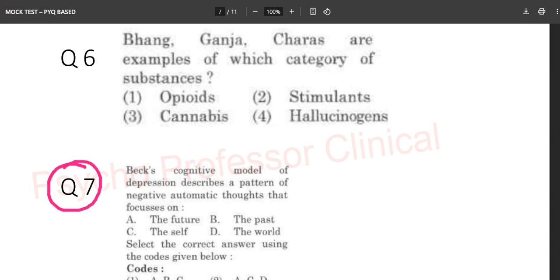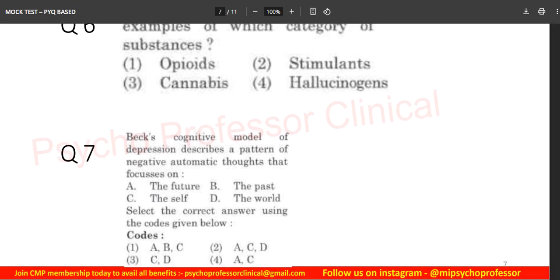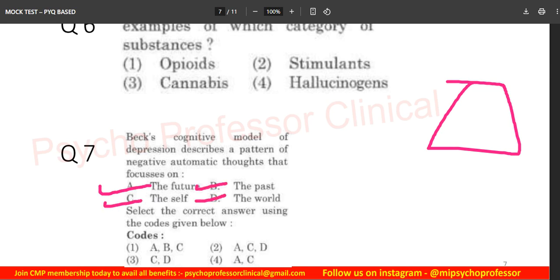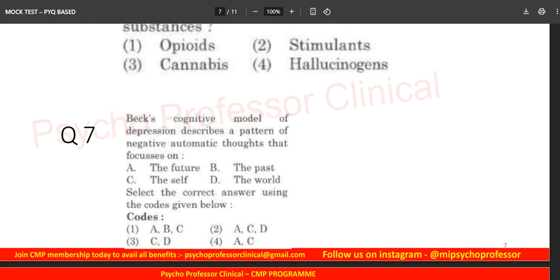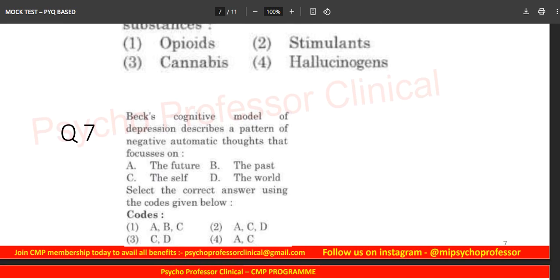And question number 7, Beck's cognitive model. Now which Beck are we talking about? Is it Aaron Beck or is it somebody else? Beck's cognitive model of depression describes a pattern of negative automatic thoughts. Are we talking about any triad over here? The future, the past, the self, the world. 1, 3, 2, 4. What is going to be the correct answer? Try to answer this. If you don't know about this, read more about Beck's cognitive model because this is important. Though they are not asking this so much in recent examinations, this model is an important one.